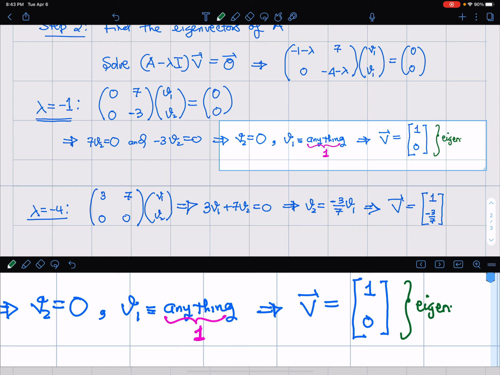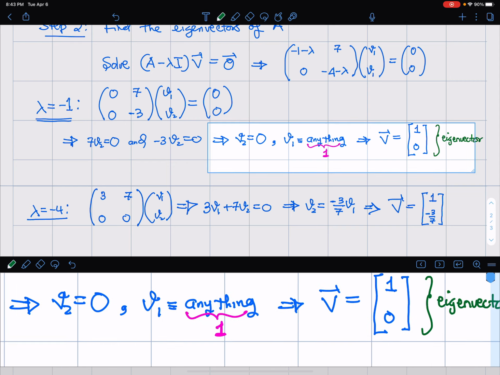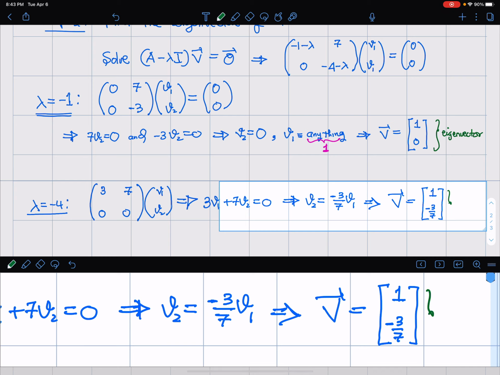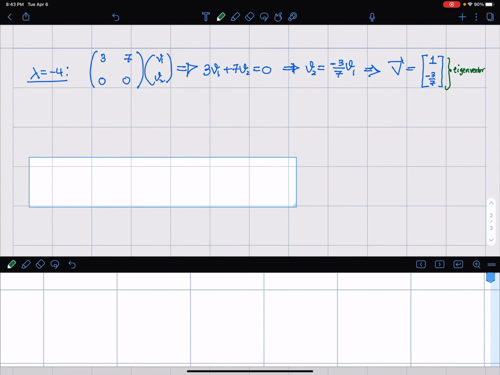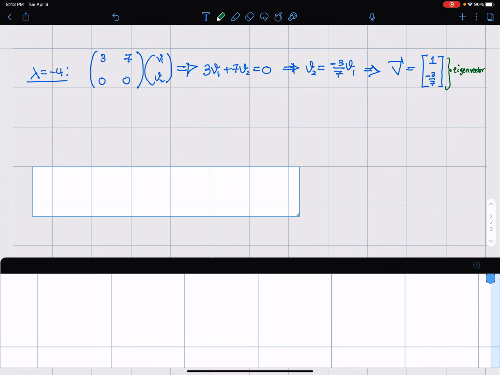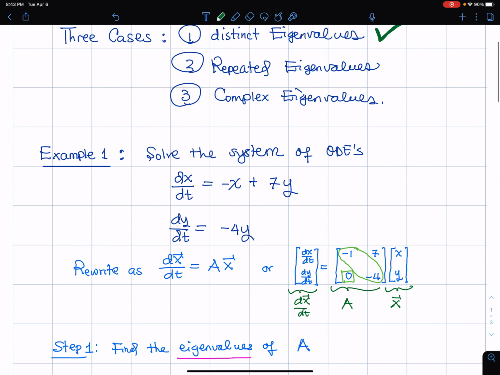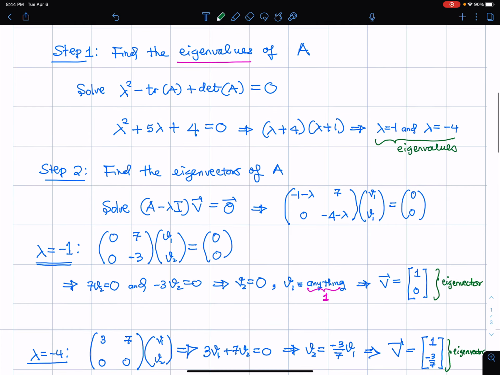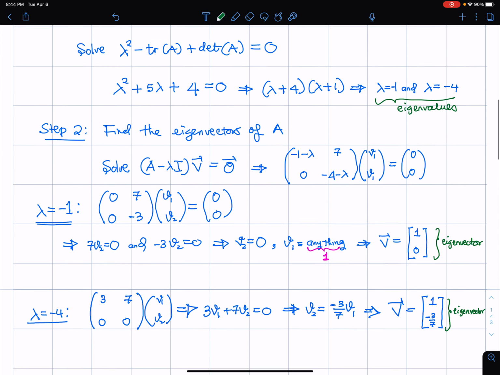Okay, so these are our eigenvectors. First eigenvector corresponding to eigenvalue negative 1. Second eigenvector corresponding to eigenvalue negative 4. So we've solved the system. No, we haven't. We've only found the eigenvalues and eigenvectors.